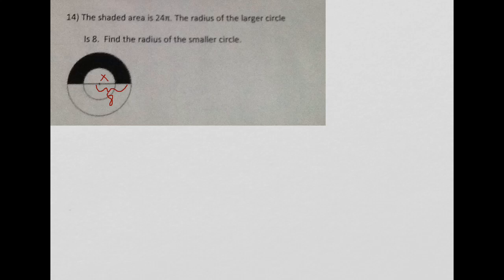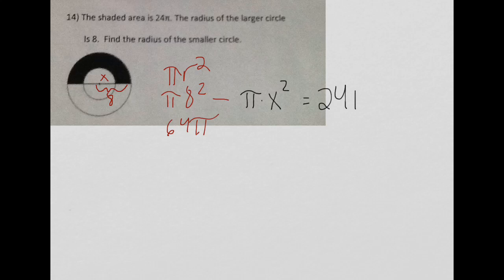So just to get the whole black donut, if it was a whole circle, I would take the area of the big circle, subtract the area of the smaller circle. So the bigger circle, pi r squared, right, is pi times 8 squared. That's 64 pi. I would go ahead and subtract the area of the smaller circle, which is pi, and we don't know what the r is. That's x squared. And we know that is going to be equal to 24 pi.